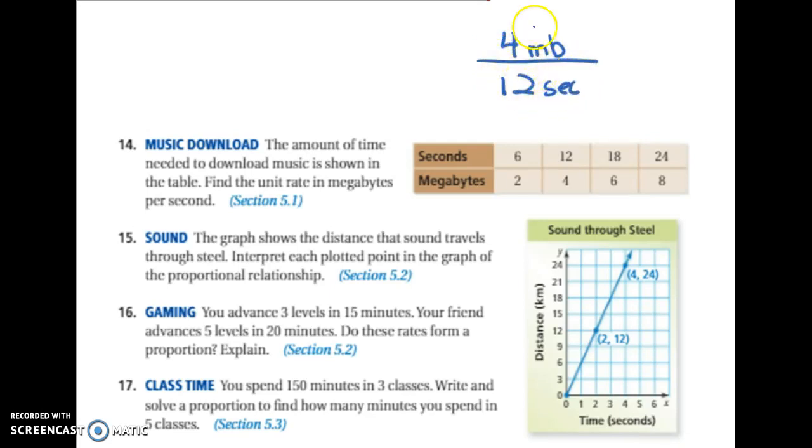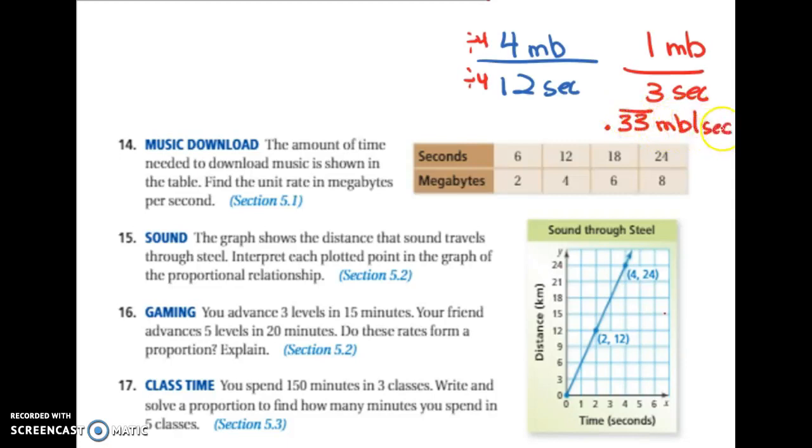We need to simplify this all the way, so let's take a 4 out of both. Then we're going to end up with 1 megabyte in 3 seconds. That would be our unit rate. Actually, you know what? When we do a unit rate, our bottom needs to be 1. So actually, 1/3, we know that as a fraction would be, well, we just have 1/3 megabyte, but we would put that in a decimal, so it would actually be 0.33 repeating megabytes per second, if you want even further.